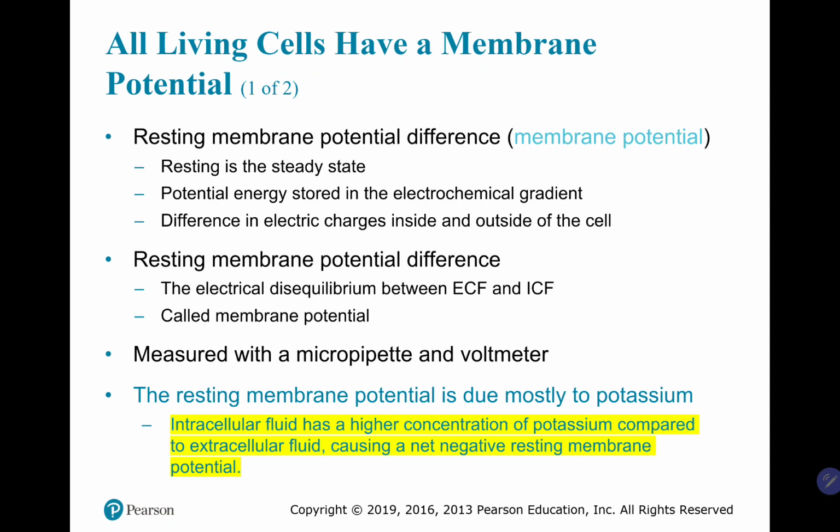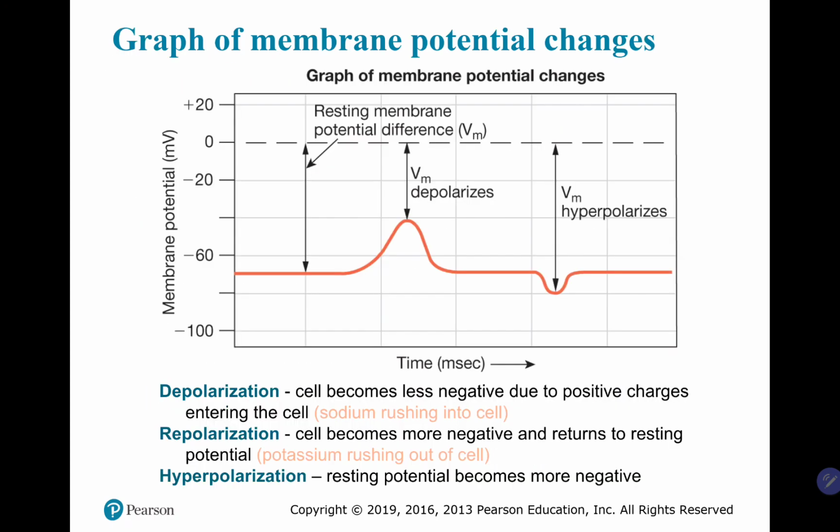All living cells have a membrane potential. So the resting membrane potential is basically the difference in charge across that cell membrane, okay? The resting membrane potential is due mostly to potassium. That's because the intracellular fluid has a higher concentration of potassium compared to the extracellular fluid, causing a net negative resting membrane potential, because of those leaky channels.